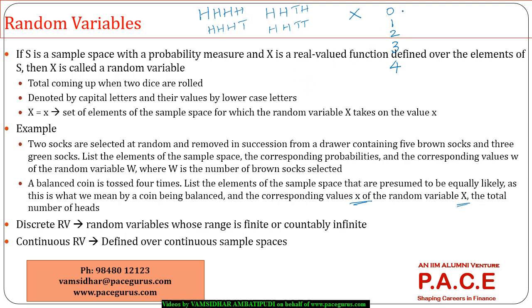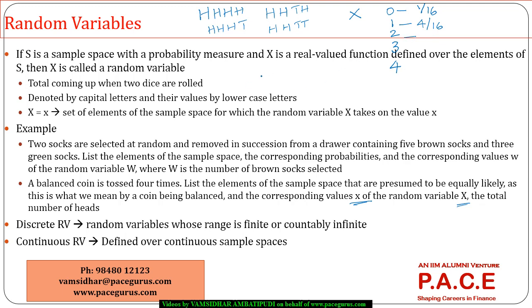What is the probability that I will get 0 heads? 0 heads is all 4 tails, which is 1 by 16. 1 head: the first one could be a head, the second one could be a head, the third one could be a head, or the fourth one could be a head. So that's where we are talking about 4 by 16.